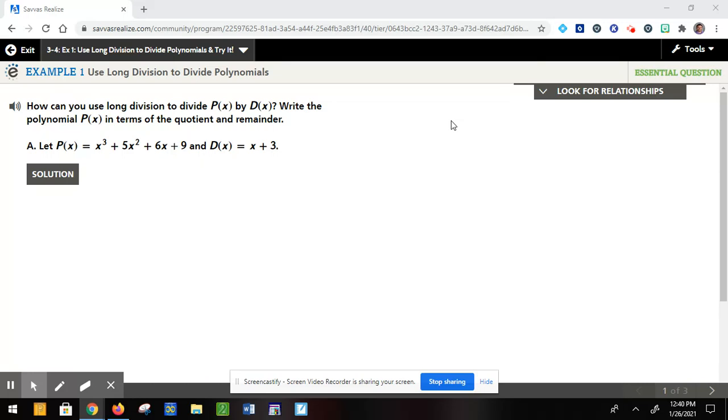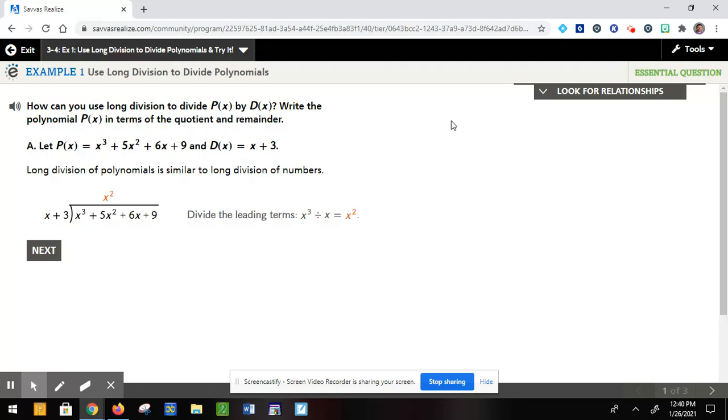Okay, so we're dividing p of x, which is x cubed plus 5x squared plus 6x plus 9, by d of x, which is x plus 3. So when you write out long division, the divisor is out front, the dividend is inside or under the long division bar, and then the quotient you build up on top. So the first thing is, how many times does x go into x cubed, which is the same thing as saying x cubed divided by x is x squared. So x squared we write above the other quadratic term.